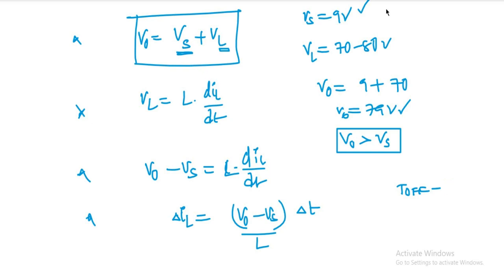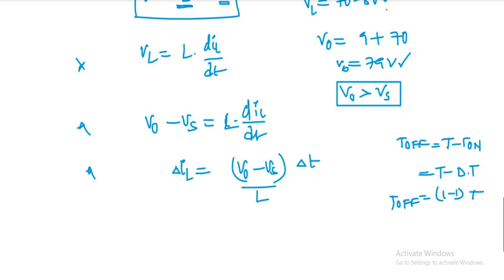T off is nothing but the T off period, which is total T minus T on period. T minus T on can be written as D into T, as we have already seen, so that will be (1 minus D) into T. So T off can be written as (1 minus D) into the total time period.